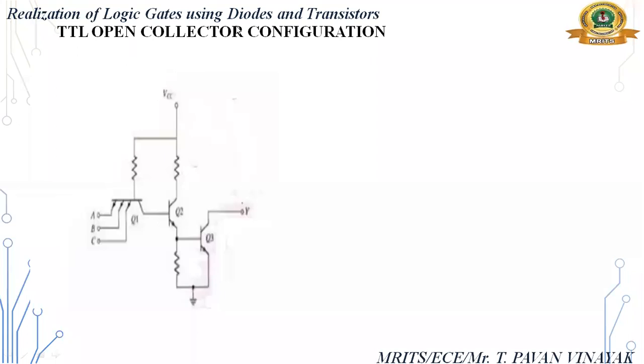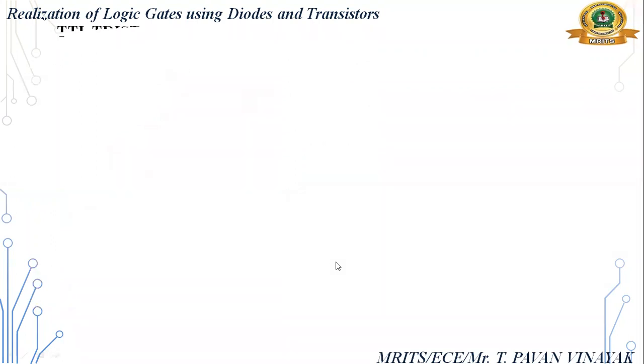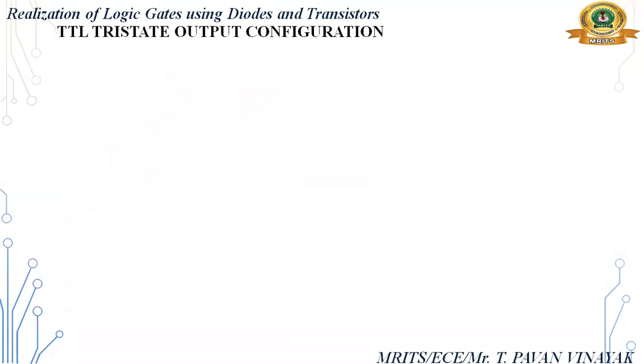Mostly we use the totem pole configuration for high speed, and for low impedance we use the open collector configuration. See, the output is taken at Q4 in the totem pole configuration by omitting Q3 and the diode. This configuration is referred to as open collector because we do not connect any power supply.